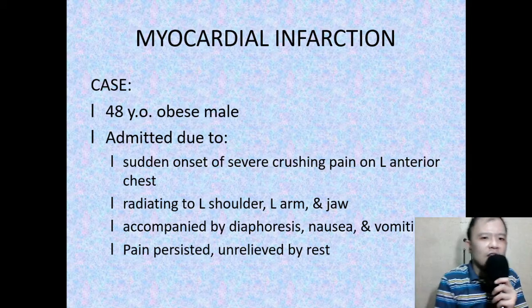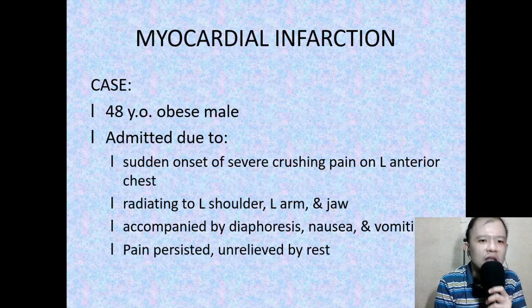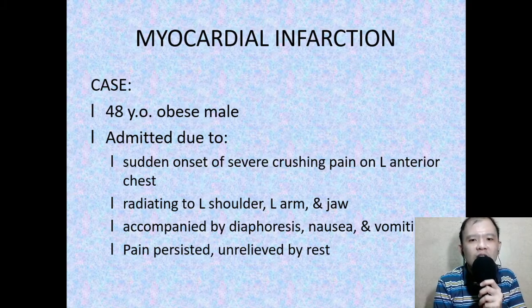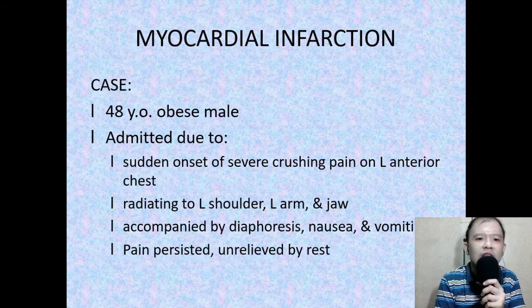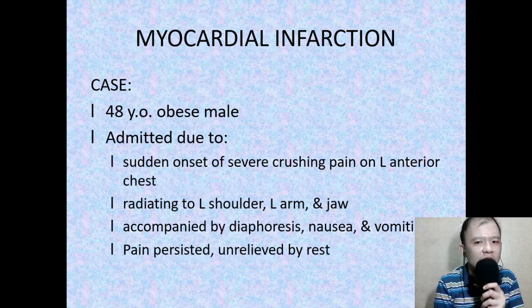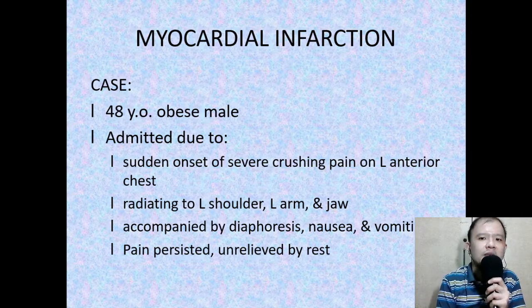Next is a case of a 48-year-old obese male who was admitted due to a sudden onset of severe crushing pain on the left anterior chest, radiating to the left shoulder, left arm, and jaw, accompanied by diaphoresis, nausea, and vomiting, and the pain persisted and was unrelieved by rest.